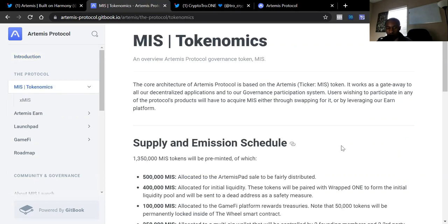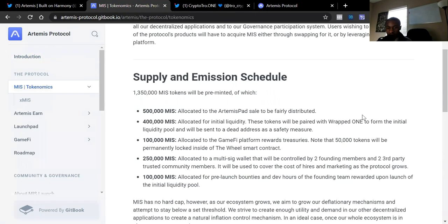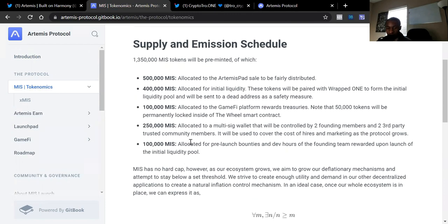So we see the tokenomics. 500,000 MIS is allocated to the Artemis pad sale to be fairly distributed. Then 400,000 allocated for initial liquidity, 100,000 allocated to the GameFi platform rewards, 250,000 allocated to a multi-sig wallet that will be controlled by two founding members and two third-party trusted community members, and then 100,000 for pre-launch bounties and dev hours of the founding team, rewarded upon launch of the initial liquidity pool.